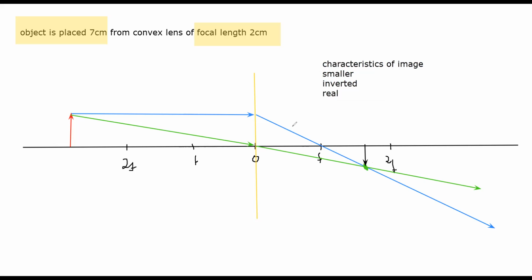And the image will be closer to the lens than the object. Like the object is placed 7 centimeters away from the lens, but the image formed is closer, near the lens. Yes. Is it clear? Yes, sir.